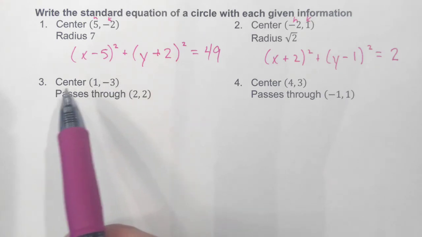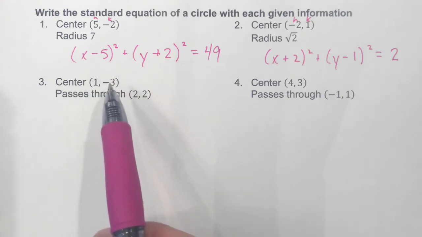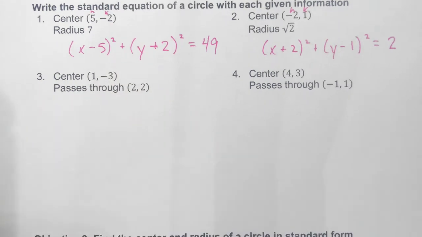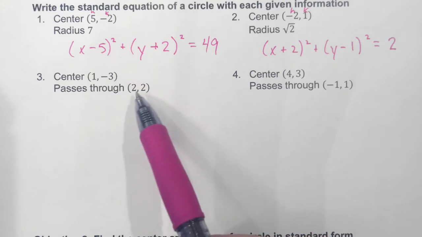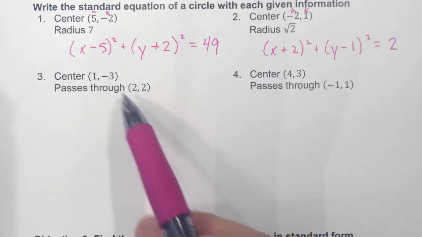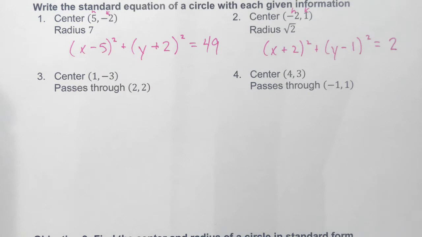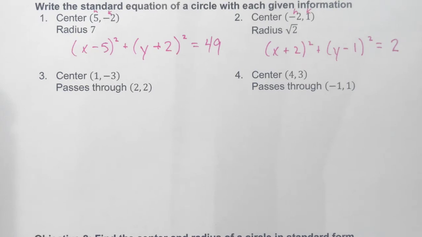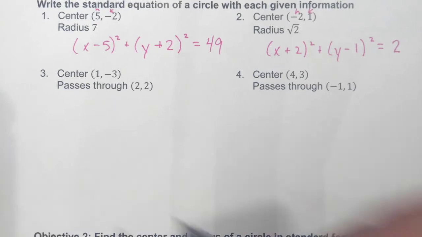Now this time it says the center is 1, negative 3, and it passes through the point 2, 2. So they don't tell us what the radius is. So how do we figure that out? Well, what is a radius? A radius is from center to any point on the circle, right? Well, if this is the center and it goes through that point, from there to there would be a radius, right? So how do we figure out the length of that radius if we're given 2 points? And guess what? The distance formula comes back into play. Remember the distance formula?